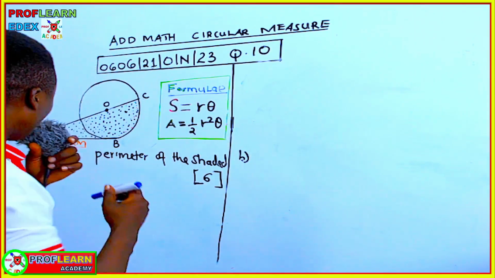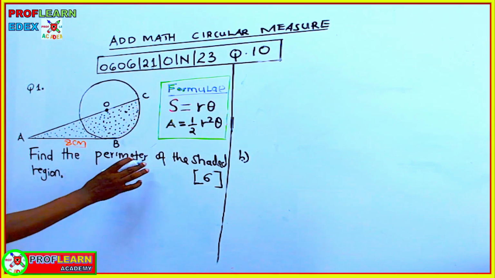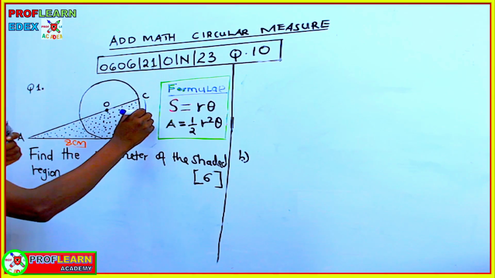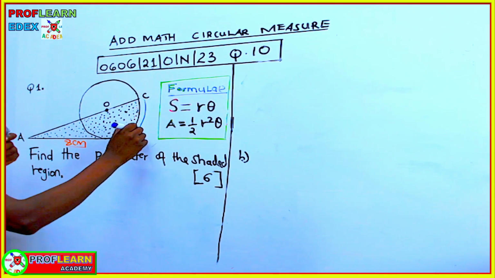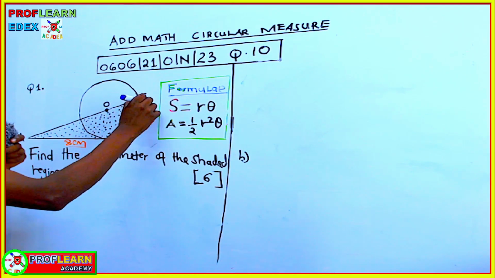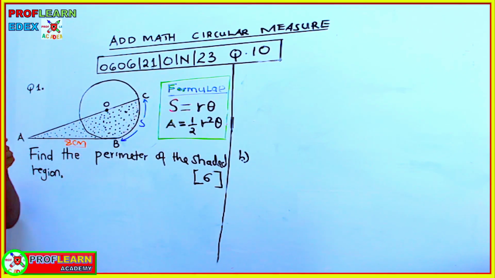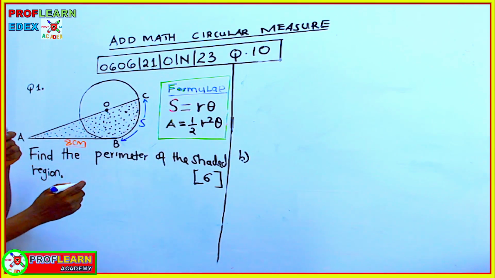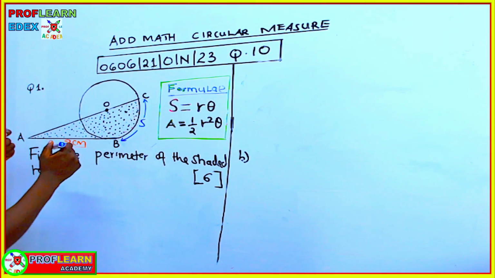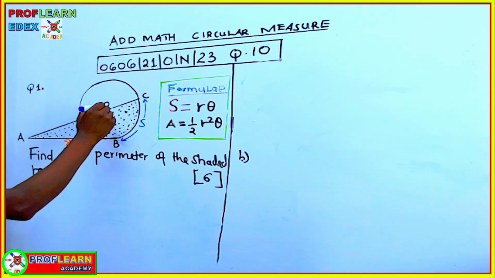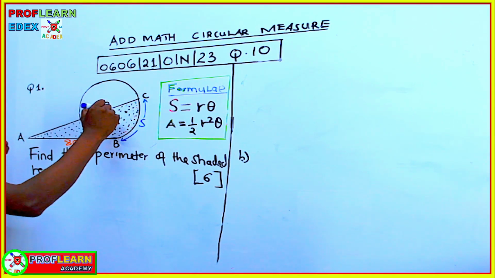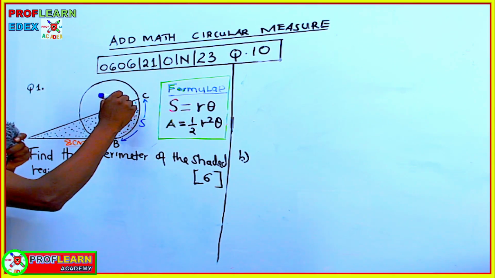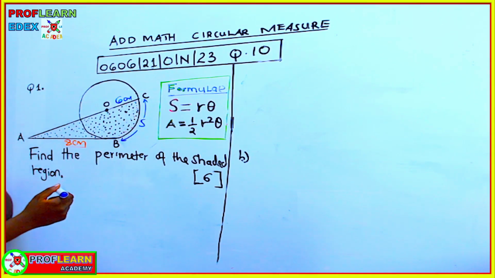So now, in order to find the perimeter of this shaded region, we need to know what this arc length is. So we are going to call it arc length S, so we can find it in order to work out the perimeter. Number two, we need to know that this circle, center O, had a radius of 6 centimeters. The radius was given as 6 centimeters.